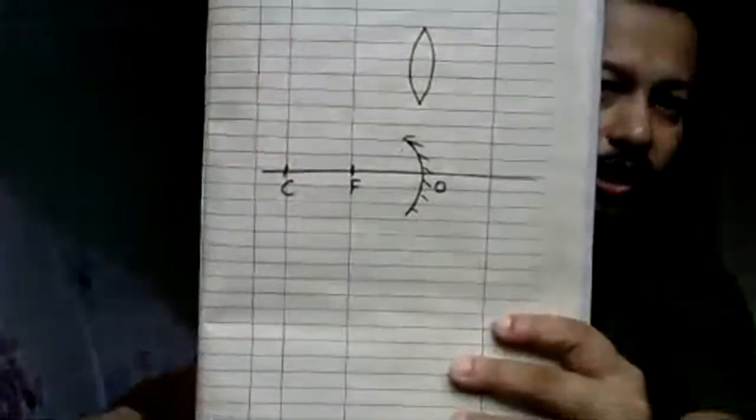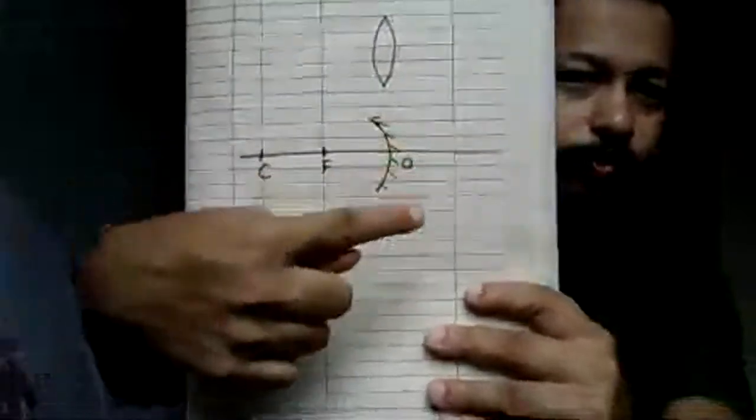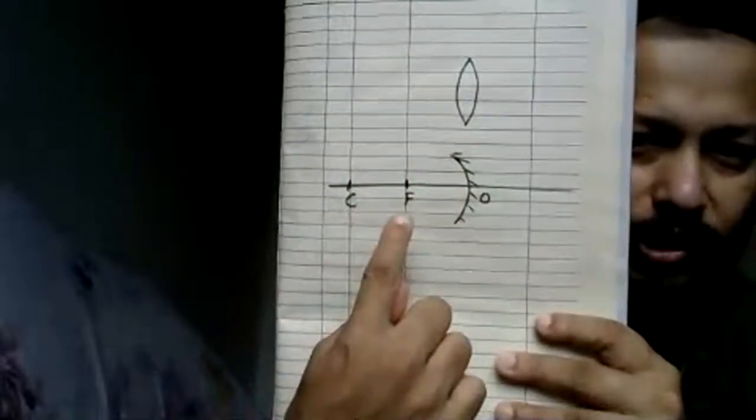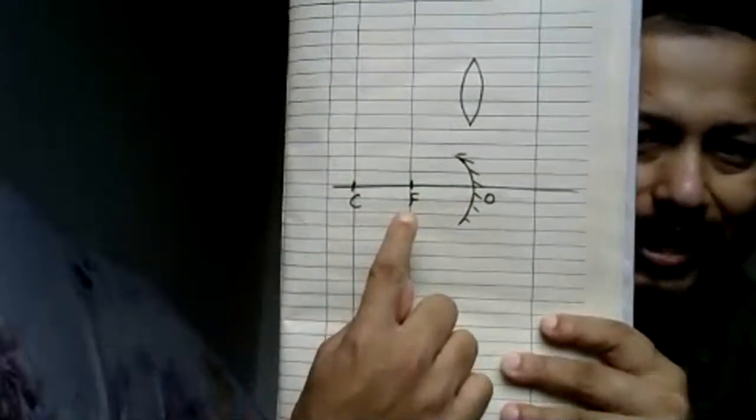See this figure. All of you just answer me, is it clear to you? Can you see it? Just write in the comment clear or blur. So this is the mirror, and this is called the principal axis, center of curvature, focus point. The focus point is at the midpoint of the center of curvature and the optical center.